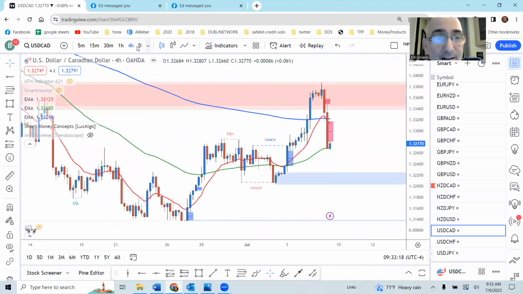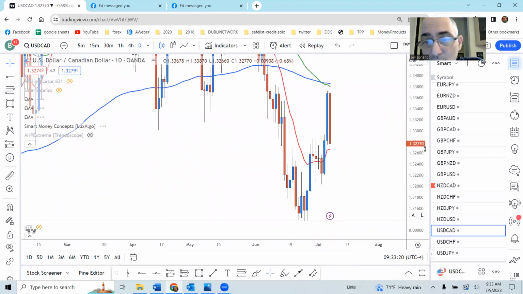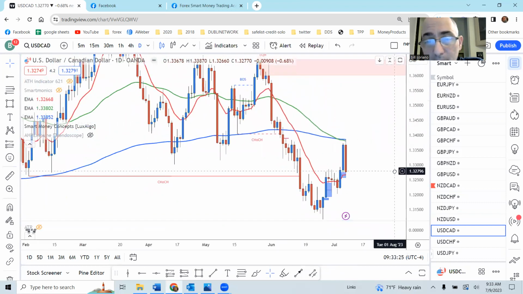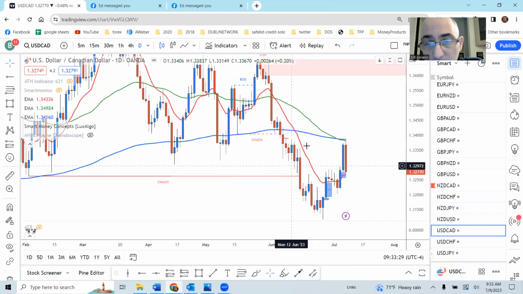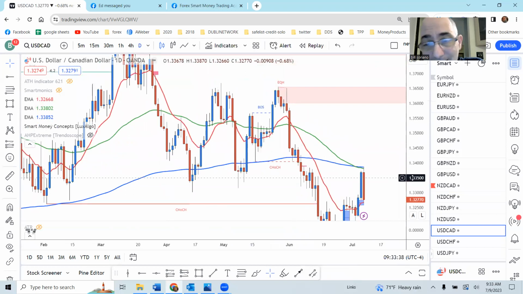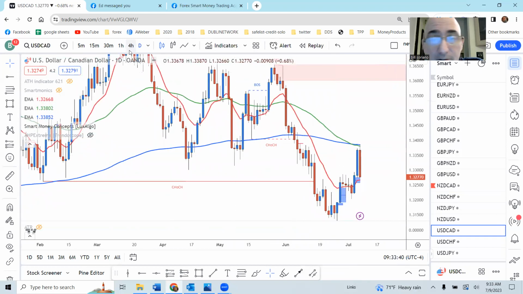USD CAD. Let's look on the daily chart, and it appears to have bearish order flow on the daily chart, right? We have a choke here and a move lower. We have a bigger choke here. I'm going to stick with bearish. To me, the 4-hour, of course, is coming up into this order block here.